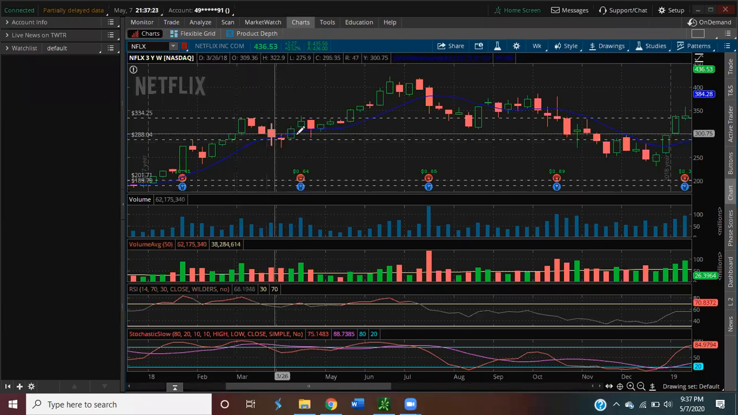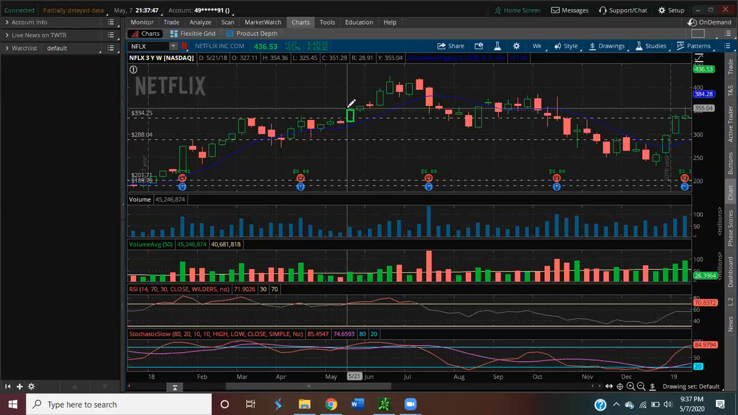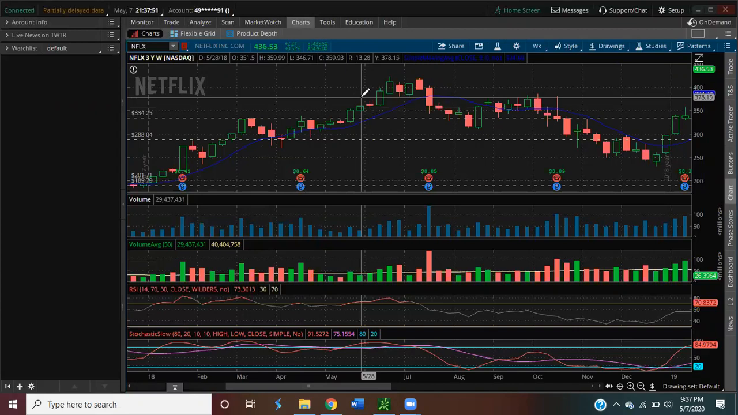You can see here when it was holding that previous resistance and it turned into support. You can see when it finally bounced off, Netflix went from 288 all the way up to 423. So you can see here, this resistance here, it had a tough time going above it for a while. Finally broke. All right, so we're still just moving up, seeing what we see.